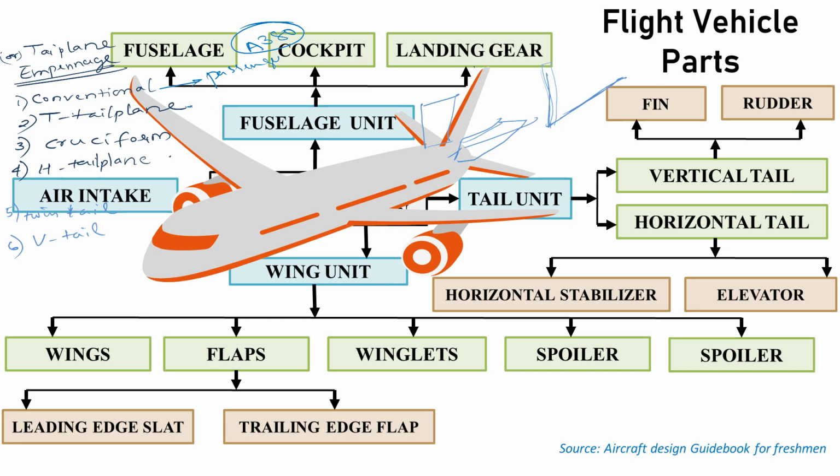Then T-plane. This type of configuration is widely used for business jets. Again, a similar type, the cruciform, is also widely used in business jets.